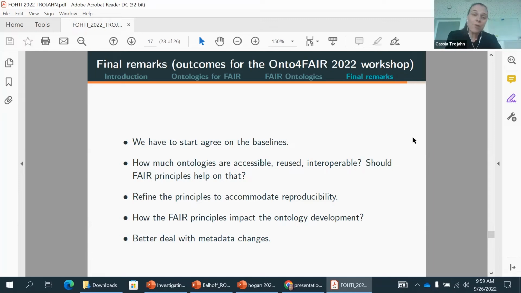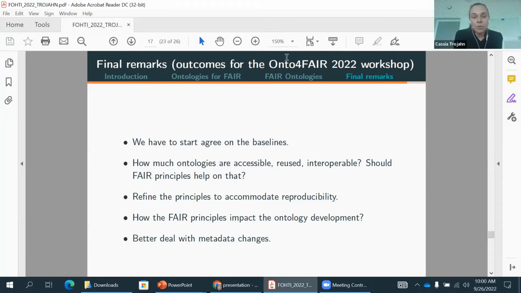One point that I have also discussed is how much ontologies have been reused. You should describe data with ontologies that are themselves FAIR, but you can observe some papers that report that ontologies are not that reusable, and why they are not fully reusable, and how the FAIR principles could help with that.